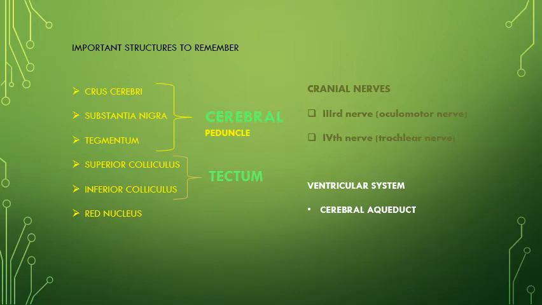What are the cranial nerves to remember in the midbrain? They are the third and fourth cranial nerves. The third is the oculomotor nerve and the fourth is the trochlear nerve. The ventricular system related to the midbrain is the cerebral aqueduct.